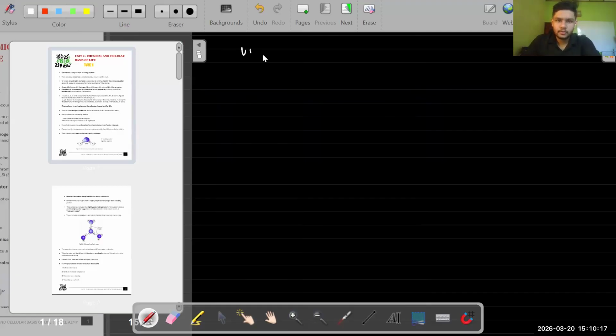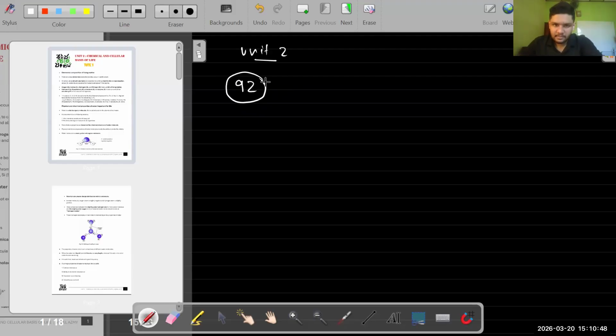Unit 2 starts with an introduction to elements. You might have learned about elements in your O-level chemistry. Here they are saying that in Earth's crust there are 92 elements. What are elements? You can remember some: carbon, hydrogen, oxygen, nitrogen, phosphorus, sulfur. Those are elements in the periodic table. So in Earth's crust, 92 elements are present.